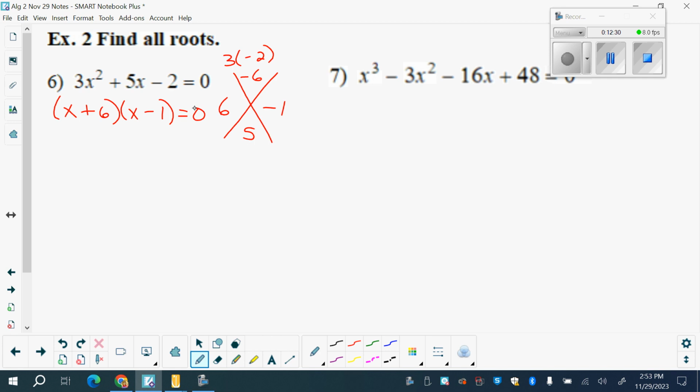What next? Before you do that, there's something else we still have to do. We have to divide, because remember, if we multiply this out, it doesn't get us back here. Since we multiplied that 3 times -2, it helps us find out what these two numbers are. So we need to divide by 3, and we get x plus 2, and then slide this 3 up, 3x minus 1. And now we use the zero product property. And we get -2.